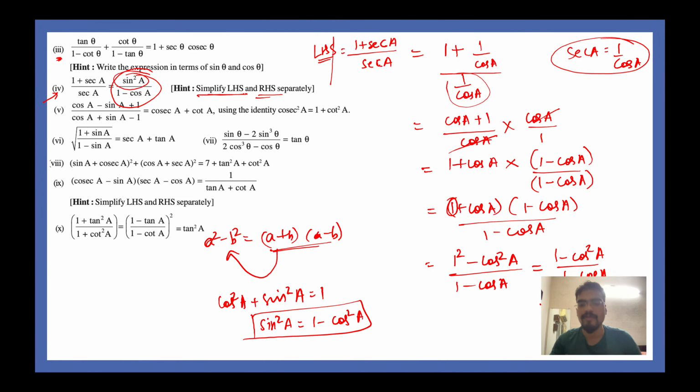There is no RHS, Vyom. There is no RHS in this question. Or you want me to solve the RHS part also?